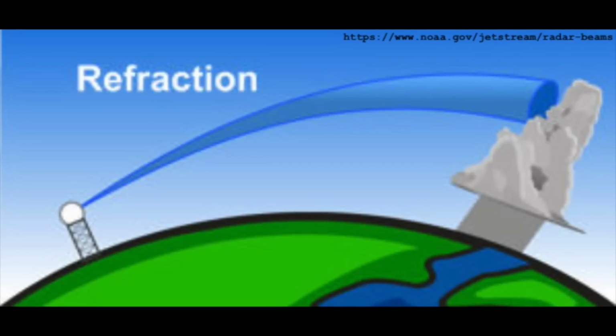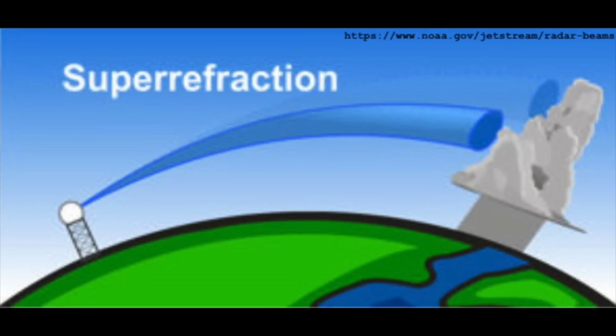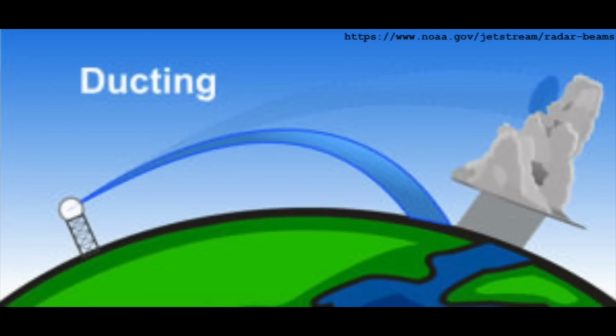When the temperature increases with height within a layer of the atmosphere, in other words, when a temperature inversion is in place, or if the decrease in temperature with height is less than is typical, the beam is bent toward Earth's surface more than normal, which is superrefraction. If the beam's curvature matches or exceeds the curvature of the Earth, it's called ducting.